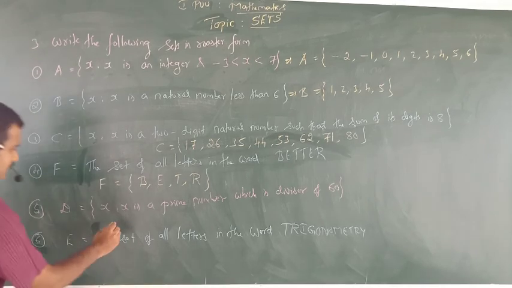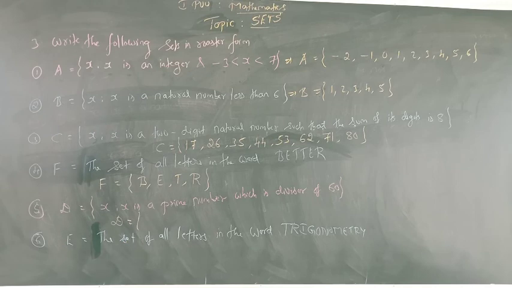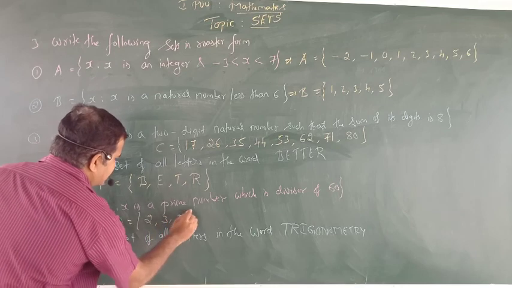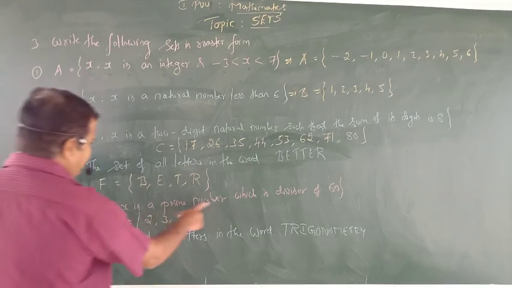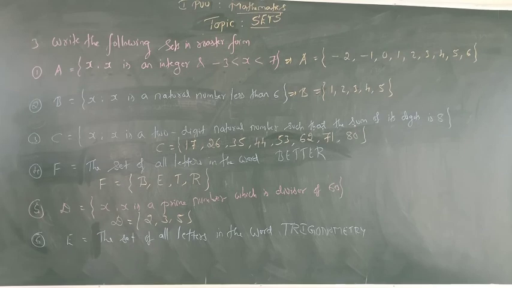Again let me go for this one. D equals {x : x is a prime number which is a divisor of 60}. So I think 2, 3 and 5 will be the prime divisors of 60. If you divide 60 you are going to get these prime numbers, and he has given the condition prime numbers. These 3, 2, 3, 5, are the prime numbers which are divisors of 60.